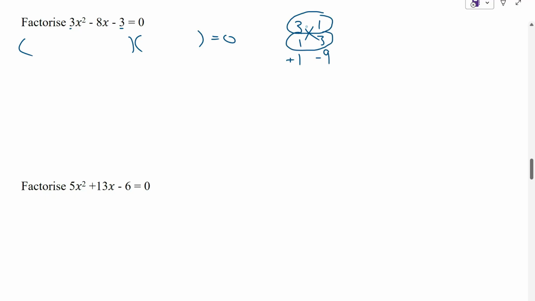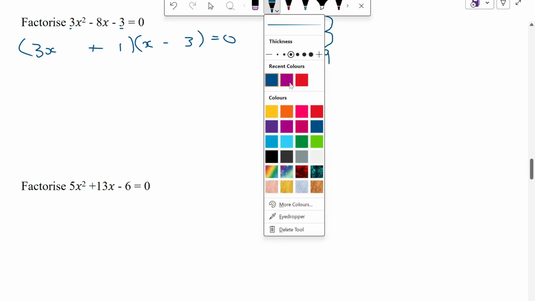So these two are now our brackets. So let's just copy this over. 3x, 1, 1x, 3. So we're going to do minus 9x plus 1x. And that's our factorization done.